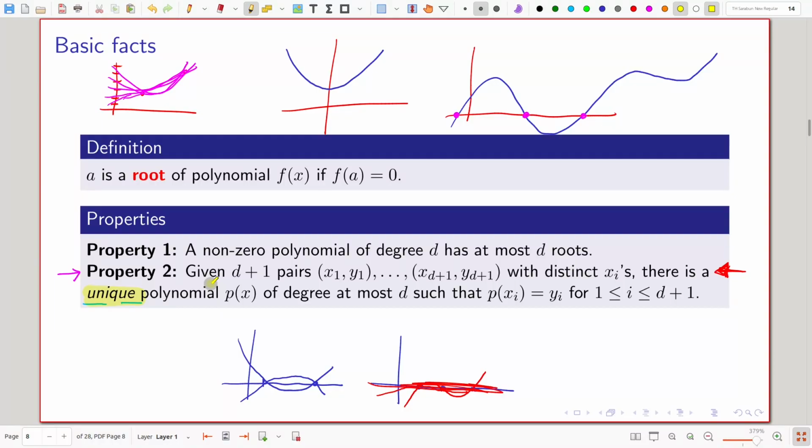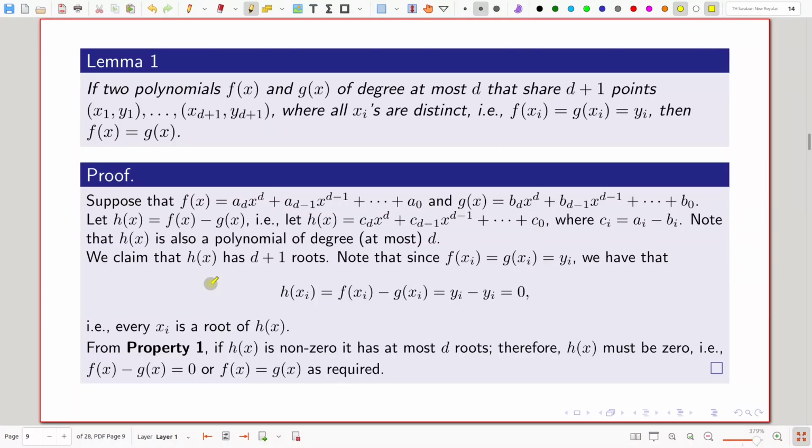Okay. So to prove uniqueness, unique means exactly one. You need to prove 2 things. First, you need to show that there is at least one polynomial that goes through these points. And also, you need to show that if there is more than one, they have to be equal. That's why they are unique. So we need to prove 2 parts.